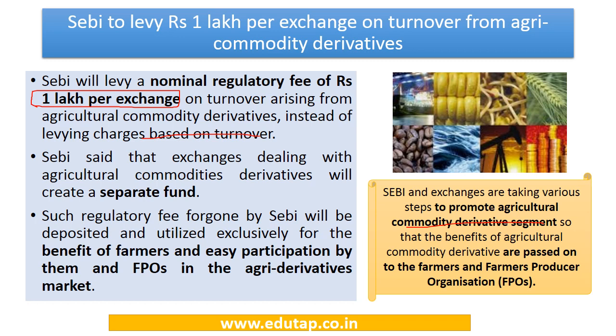SEBI has said that the exchanges which are dealing in these agricultural commodity derivatives have to create a separate fund. And such regulatory fee which has been foregone by SEBI has to be deposited in this particular fund, and it will be utilized exclusively for the benefit of farmers and FPOs in the agri derivatives market. So this is what SEBI has announced, that it is going to promote the agri commodity derivatives market, and that's why it is going to charge only 1 lakh per exchange.